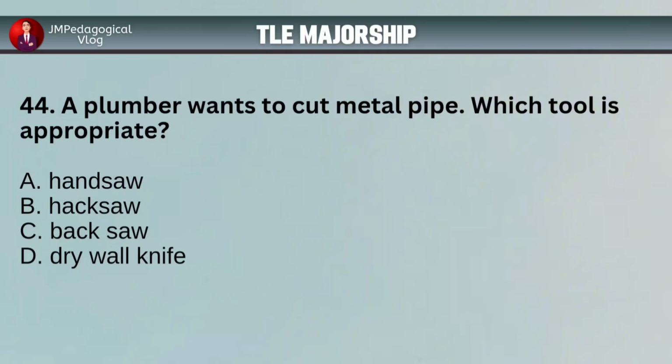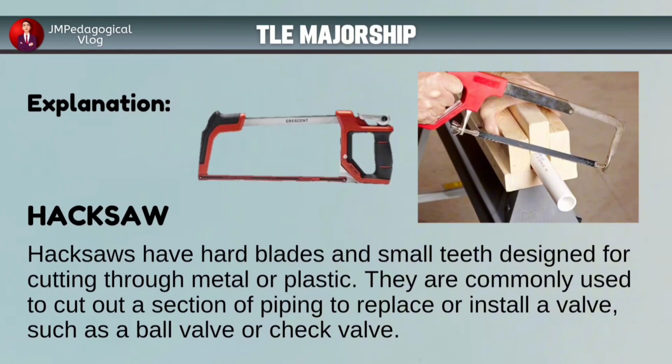44. A plumber wants to cut a metal pipe. Which tool is appropriate? A. Handsaw. B. Hacksaw. C. Backsaw. D. Drywall knife. B. Hacksaw. Explanation. Hacksaws have hard blades and small teeth designed for cutting through metal or plastic. They are commonly used to cut out a section of piping to replace or install a valve, such as a ball valve or check valve.